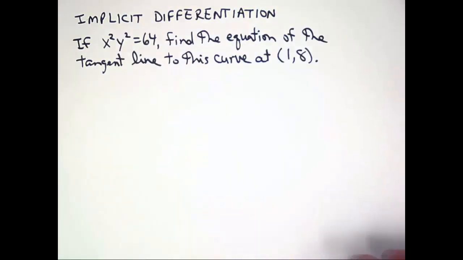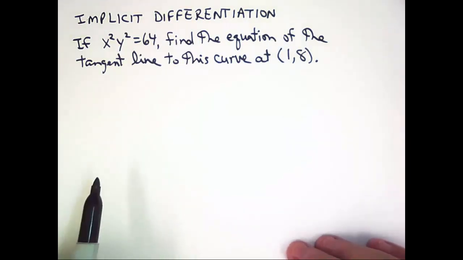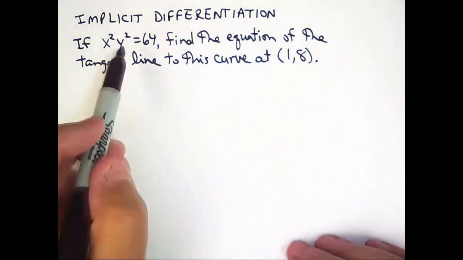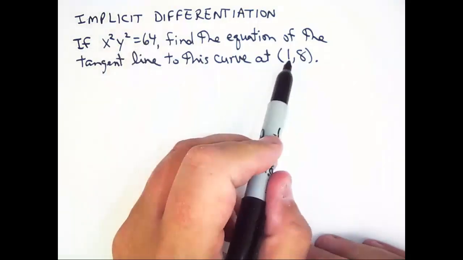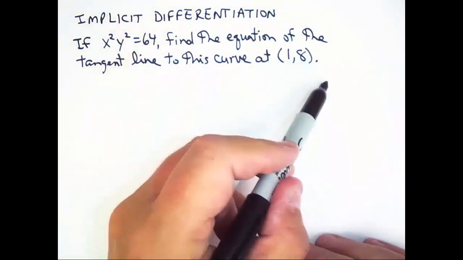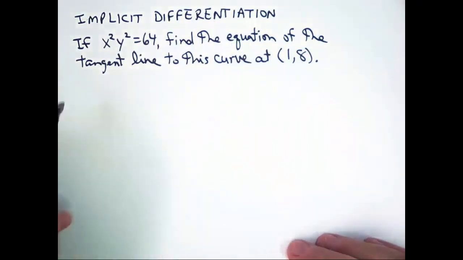Okay. This is sort of an application. It says if x squared y squared equals 64, find the equation of the tangent line to this curve at the point 1, 8. In other words, you've got a curve here, and there's a point of tangency at 1, 8, and you want to find the equation of the line. Now remember that you need to write the equation.